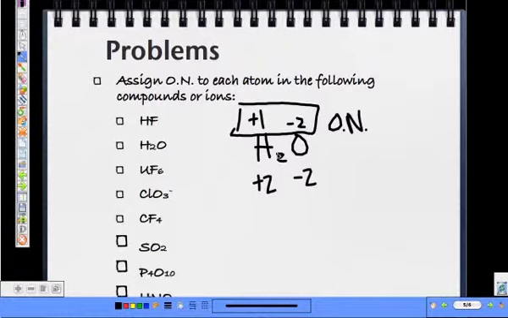We could have started with hydrogen, because we know hydrogen is +1 unless it's bonded to a metal, but oxygen is a nonmetal. So +1 times 2 is +2, and then we'd know oxygen had to be -2, and go up.